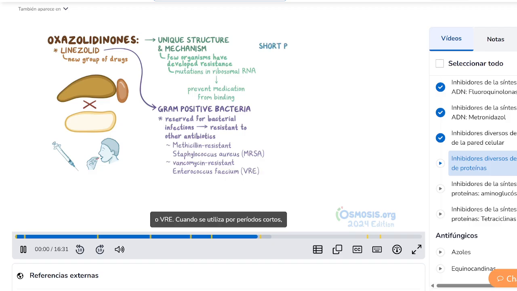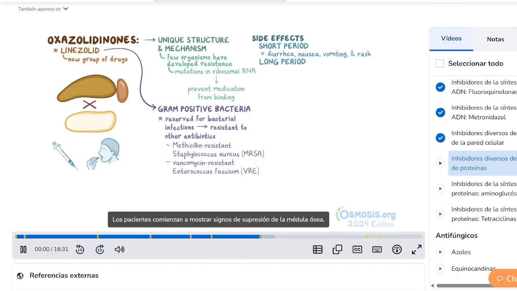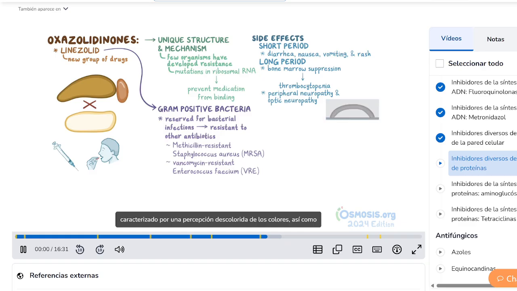When used for short periods, linezolid is a safe drug with minor side effects like diarrhea, nausea, vomiting, and rash. But if used over a long period of time, patients begin to show signs of bone marrow suppression, which often manifests as thrombocytopenia. Another problem is neurotoxicity, and linezolid can cause peripheral neuropathy and optic neuropathy, characterized by a washed-out perception of colors as well as progressive loss of vision.